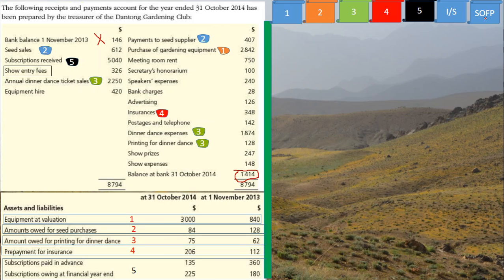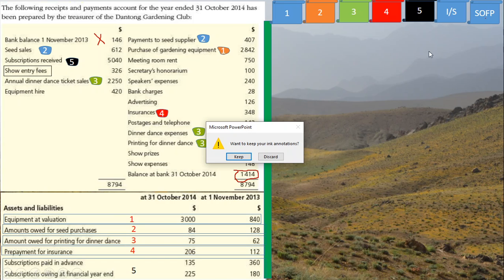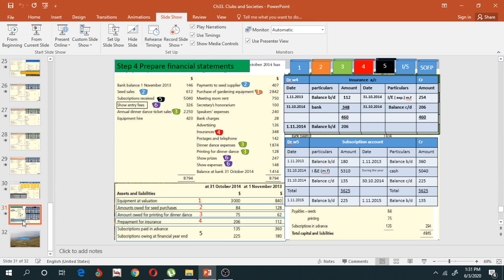If you look in your statement of financial position here, sorry, where did I go?